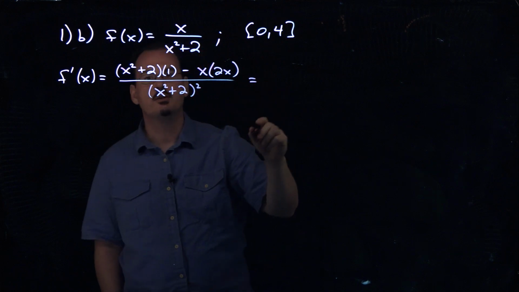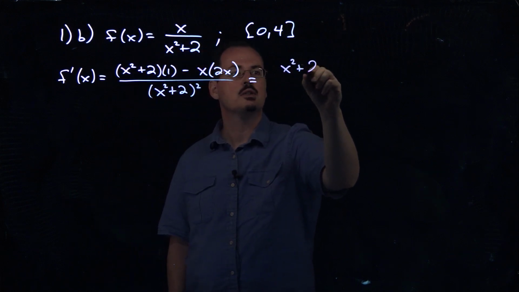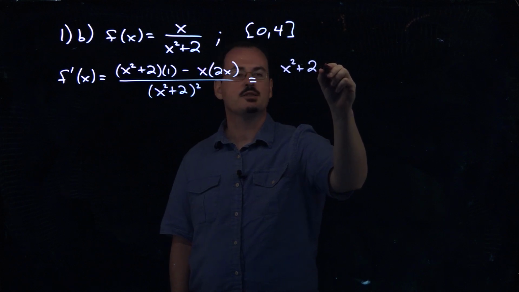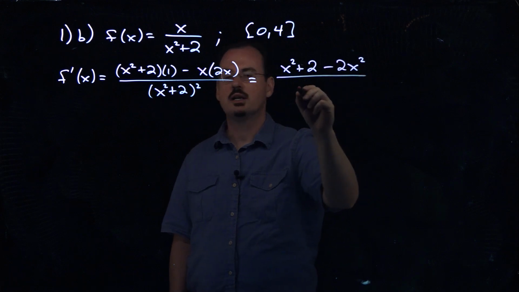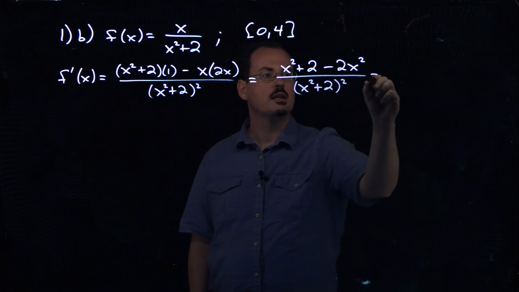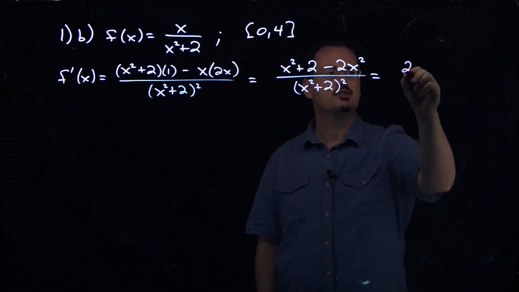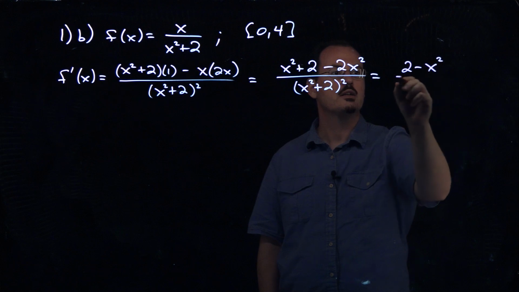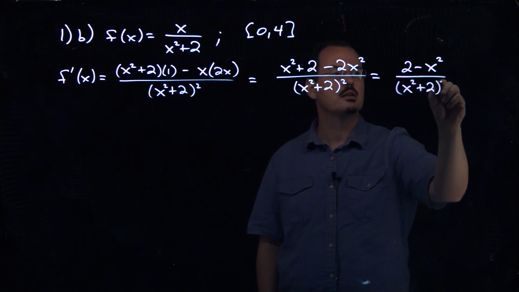Okay, let's simplify the numerator. We've got x squared plus 2 minus 2x squared. Divide this by x squared plus 2 squared. And we have some like terms in the numerator there, so I'll write this as 2 minus x squared over x squared plus 2 squared.